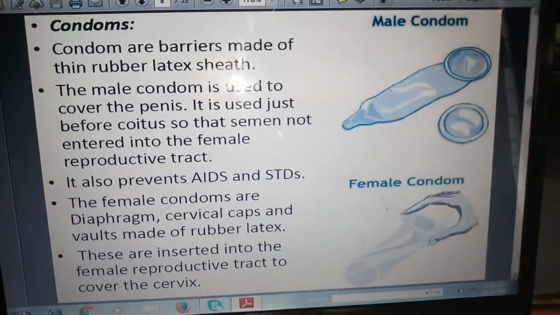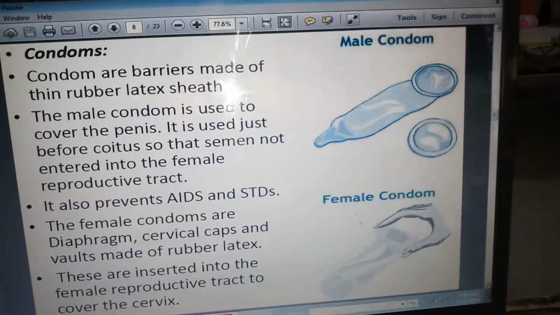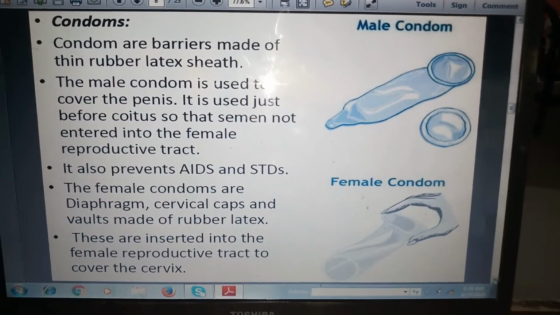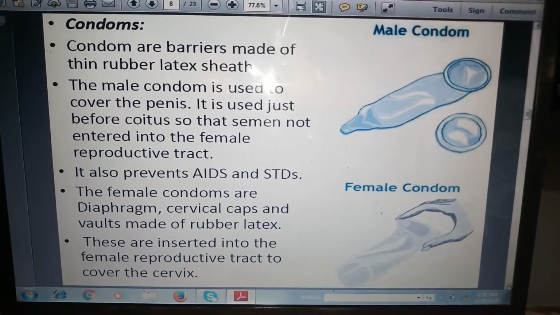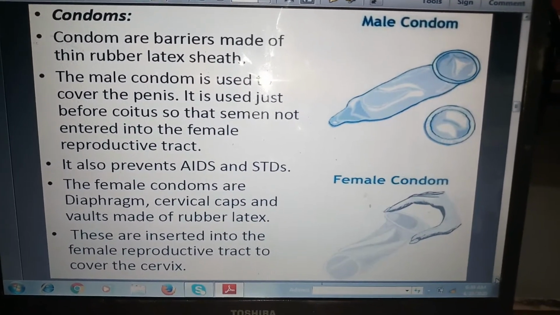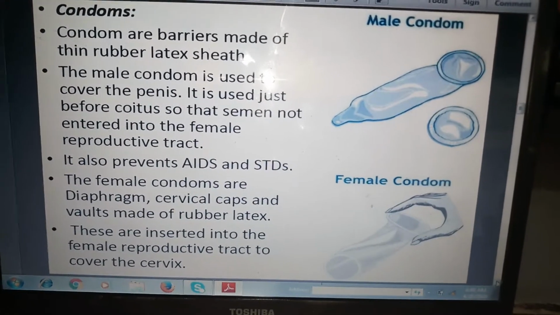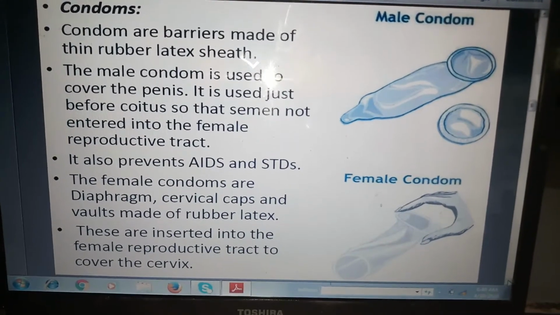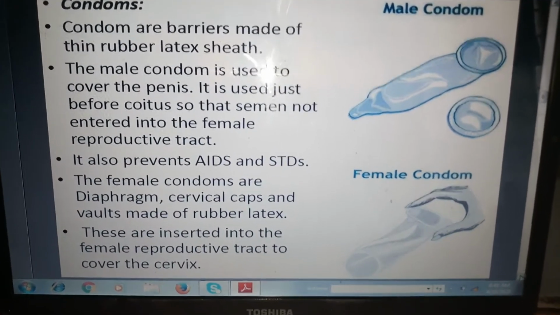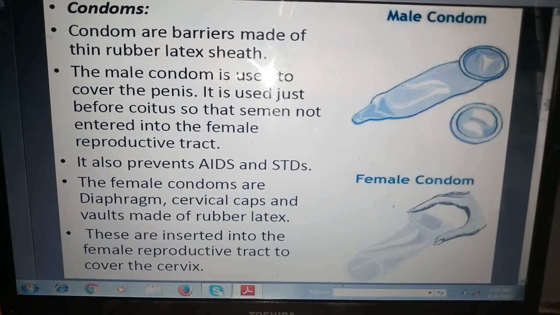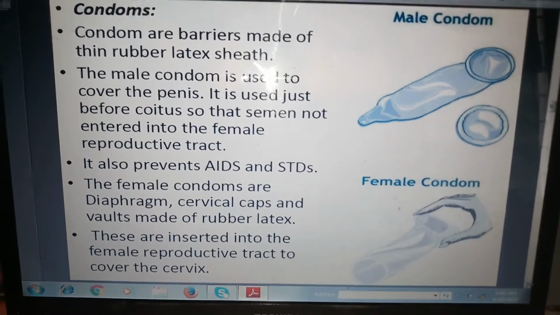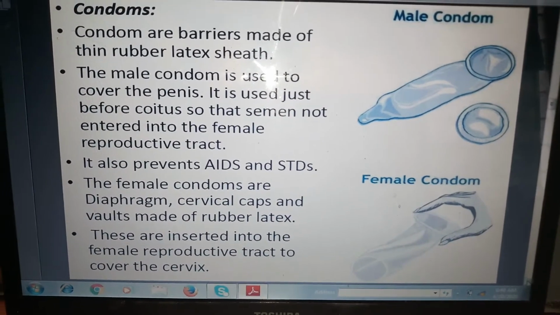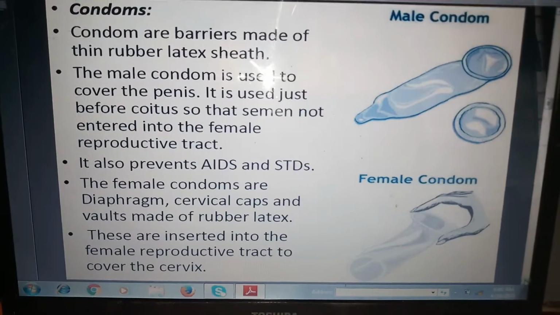The male condom is used to cover the penis. It is used just before coitus so that semen does not enter the female reproductive tract. This male condom also prevents and is safe against AIDS and STDs, that is acquired immunodeficiency syndrome and sexually transmitted diseases. It means that male condoms protect one from these two deadly diseases, AIDS and STDs.